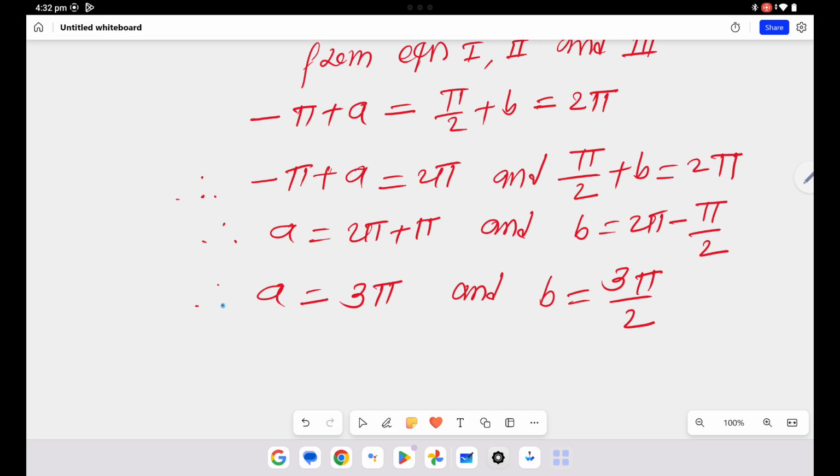This is the required value of a and b. In this problem, the function is continuous at the point x is equal to 1. Then we find the value of a and b. a is equal to 3 pi and b is equal to 3 pi by 2.